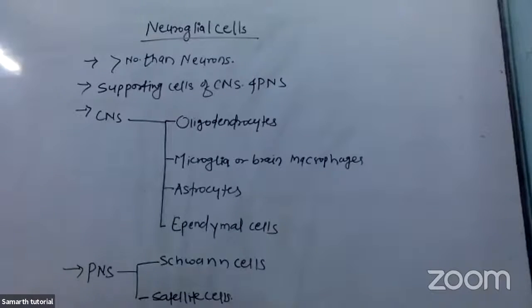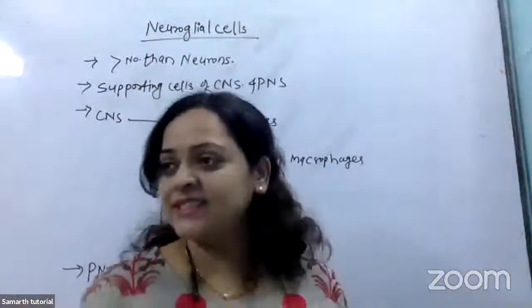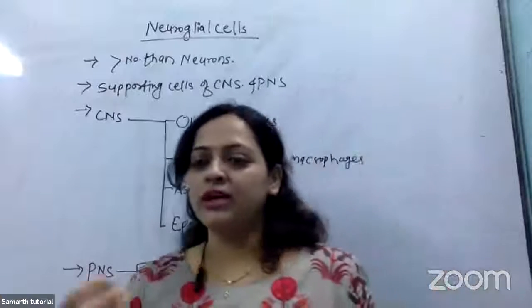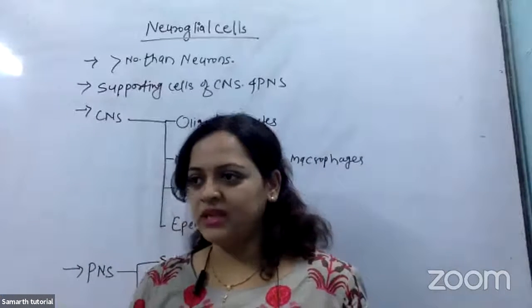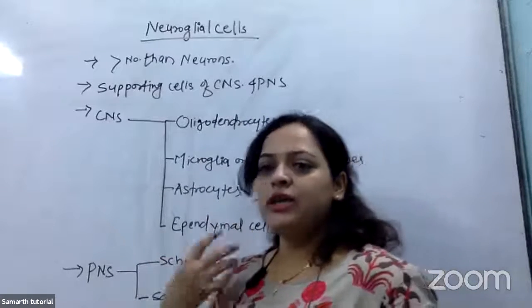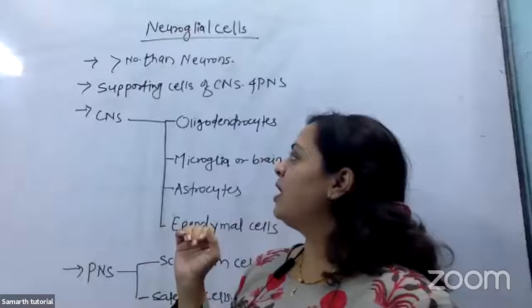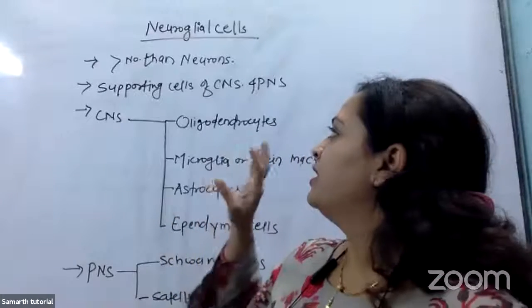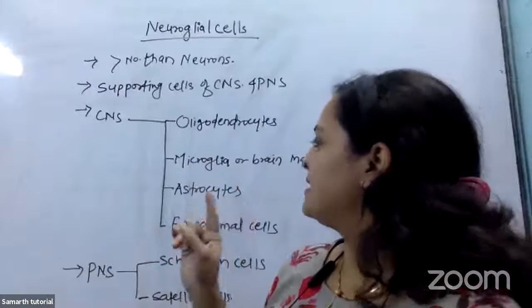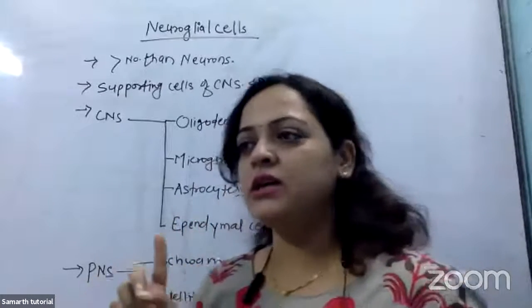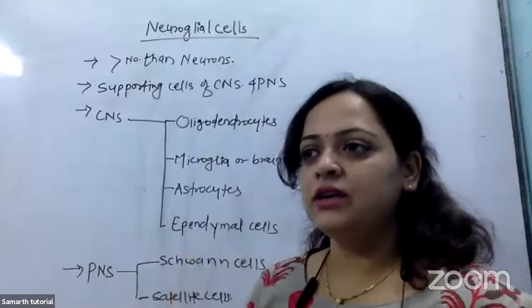So neuroglial cells, as I have told you, are accessory cells or supporting cells, and they are far more in number than the neurons. Yes, the number of neuroglial cells is more than the neurons. Yes. Now, okay, and these neuroglial cells are found in both the central nervous system and the peripheral nervous system.